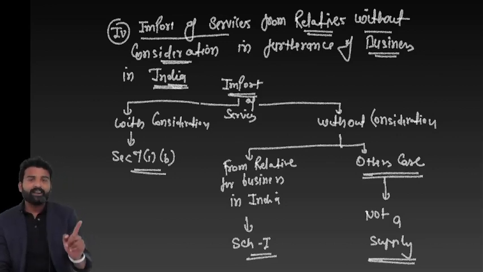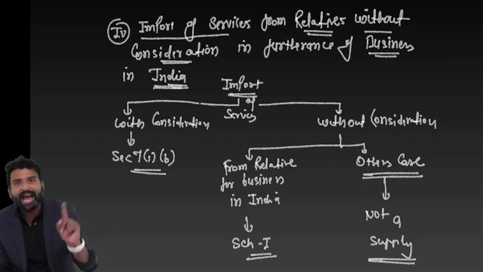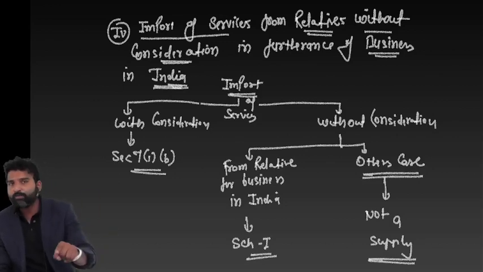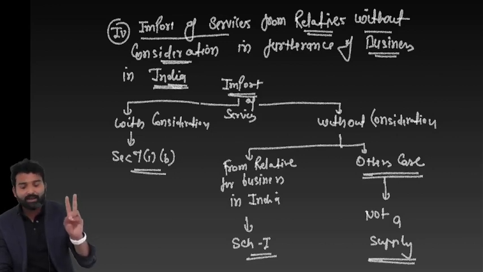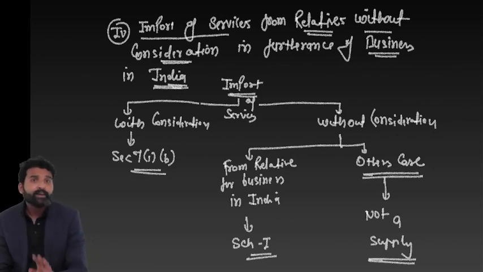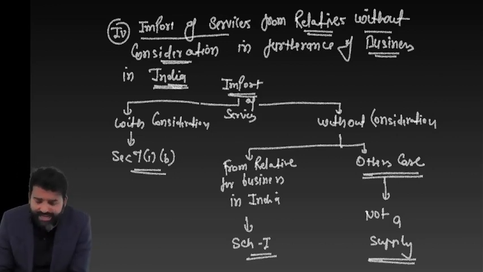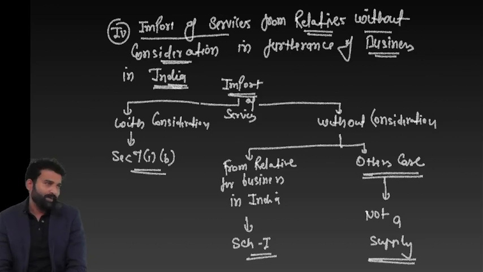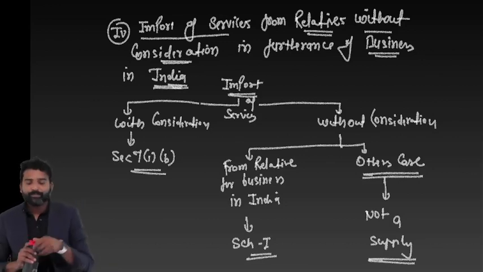Now the question arises whether it is from relative and business. Yes, it should be from relative and should be for business in India. If both the conditions are applied, covered in Schedule 1. If any one condition is not fulfilled, it is not a supply, not in 7.1b, not in Schedule 1. Clear?